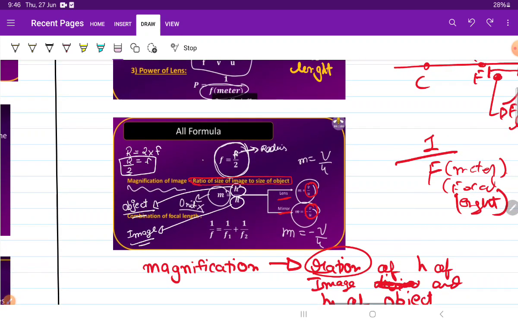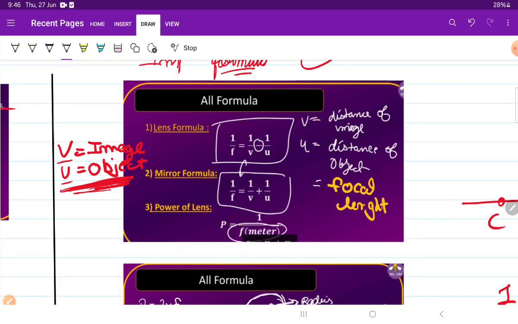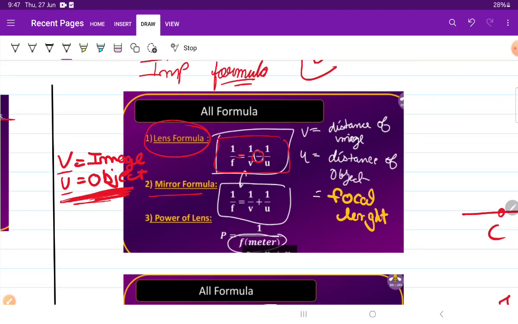What we are telling, yes, let's see the important formulas. The important formulas are three formulas: power of lens, mirror formula, and lens formula. First of all, let's see the lens formula. Lens formula is 1 upon f is equal to 1 upon v minus 1 upon u. So this is the formula of lens, in which you have to put just a minus.